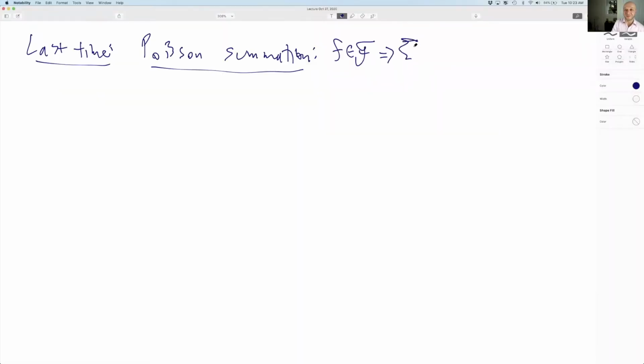You sum the function values over the integers, and that's a complex number. You sum the Fourier coefficients, the Fourier transform, over the integers. These two things are the same.